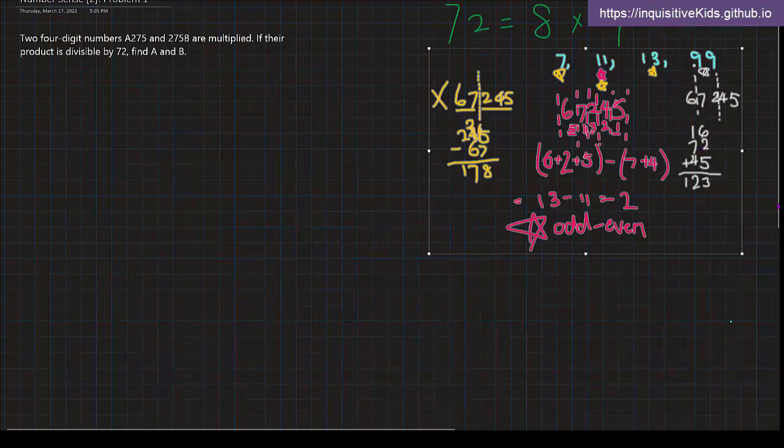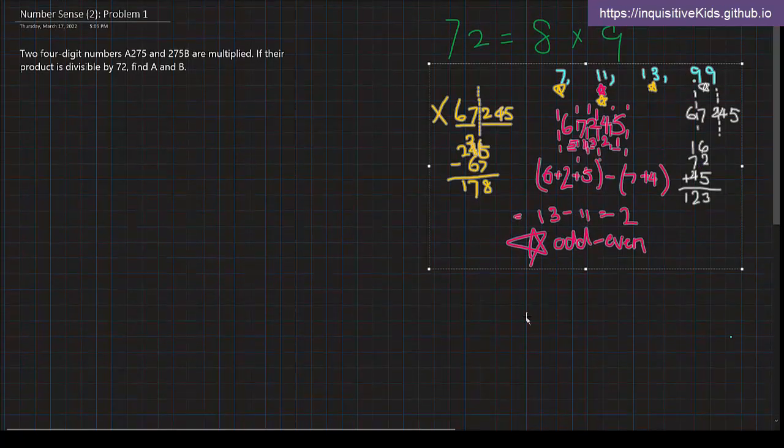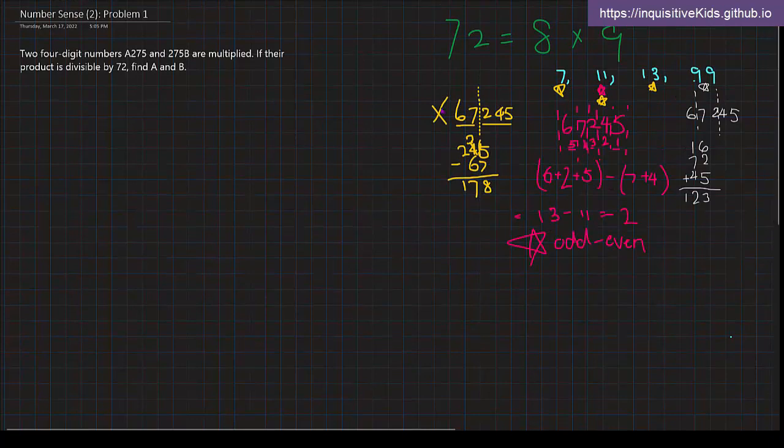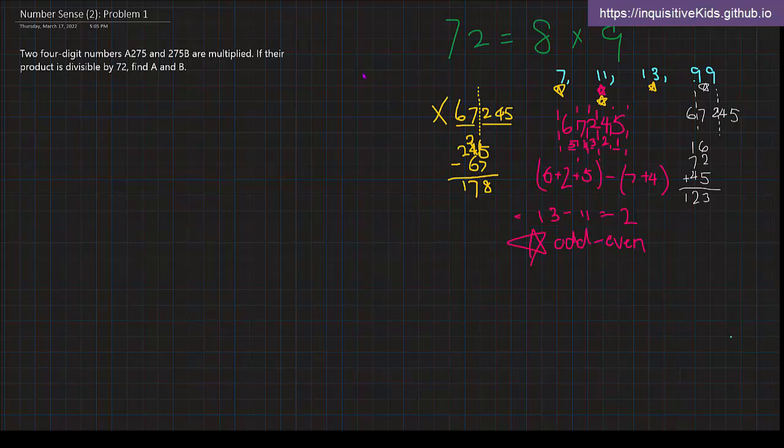Now we will be moving on to our problem. So this is problem 1. Two four-digit numbers, A275 and 275B are multiplied. If their product is divisible by 72, find A and B.